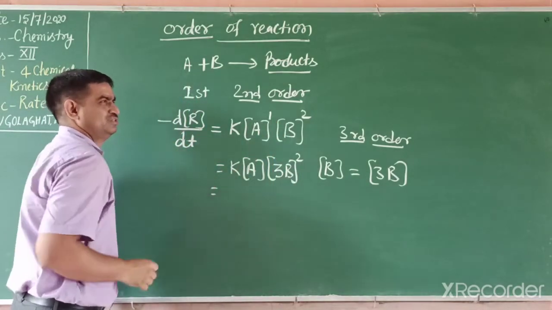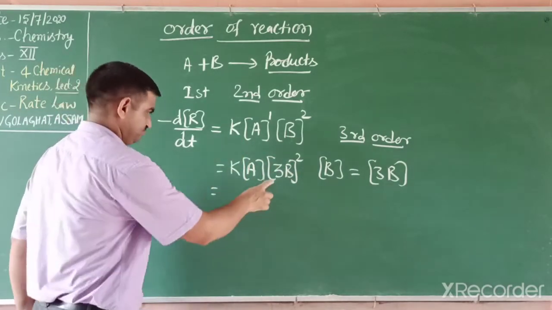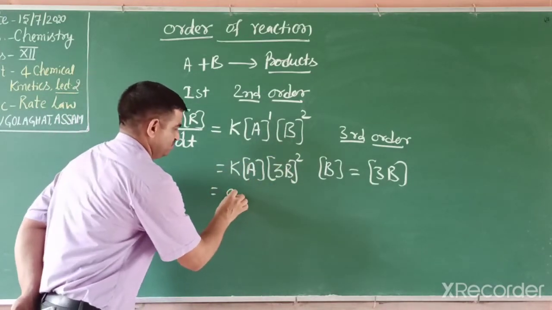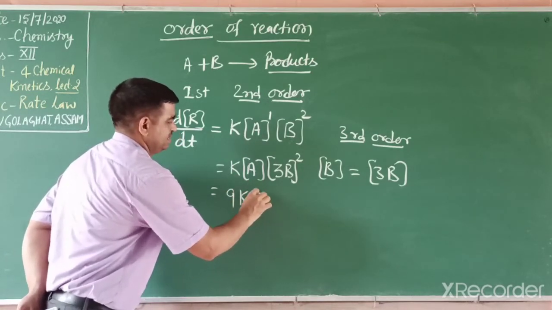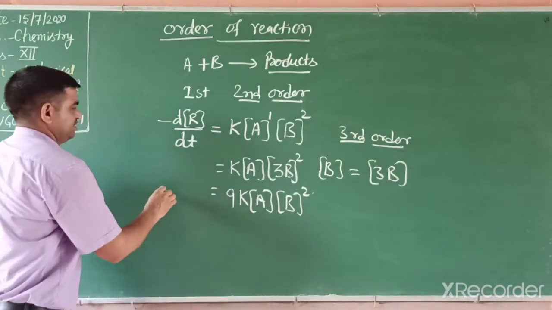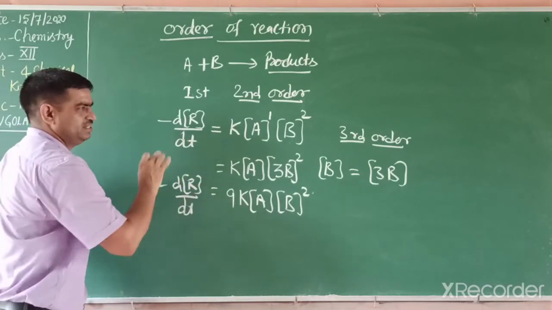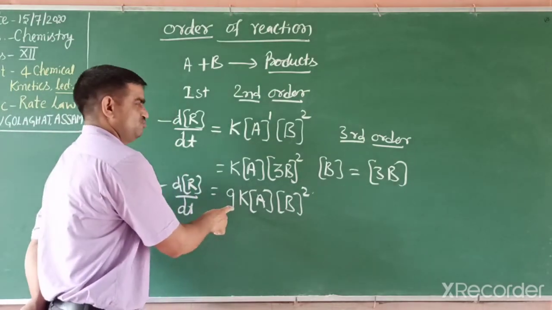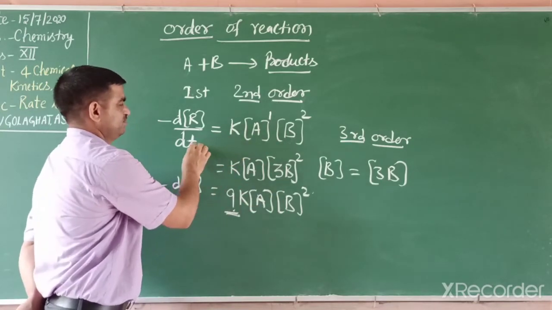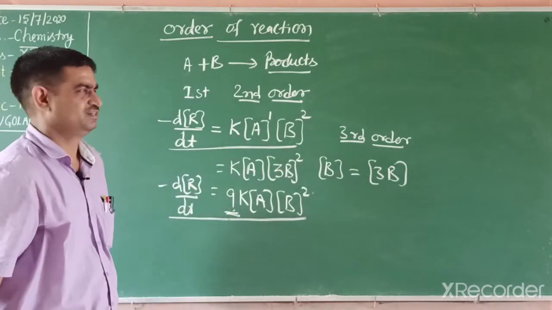When we solve this, 3 power 2 is 3 square, which is 9. We can take 9 outside, leaving [A] and [B] square. So this is the rate. If we increase the concentration of B 3 times, then the rate of reaction increases 9 times, because it converts this way. When we compare this and this equation, the rate of reaction increases 9 times.